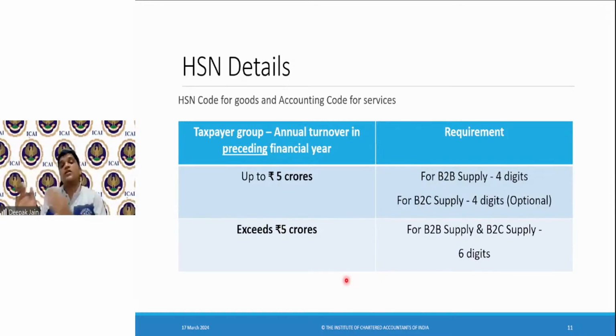And that's for a small turnover. I said wrong, big turnover, so it's a small turnover, wherein your turnover is up to 5 crores, then 4 digits for B2B and B2C optional. If your turnover is more than 5 crores in the preceding financial year, we will see this on the basis of the preceding financial year, which is your aggregate turnover. If your turnover is big, more than 5 crores, you're a big taxpayer. Then for B2B and B2C supply, up to 6 digits you have to give. Then there is no bifurcation. For more than 5 crores, give 6 digits. For less than 5 crores, give 4 digits. And if you're supplying to B2C, it is optional.